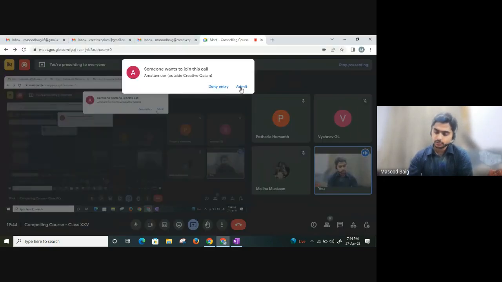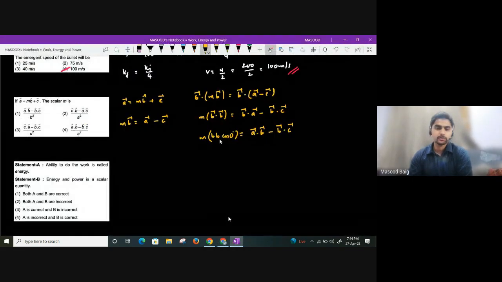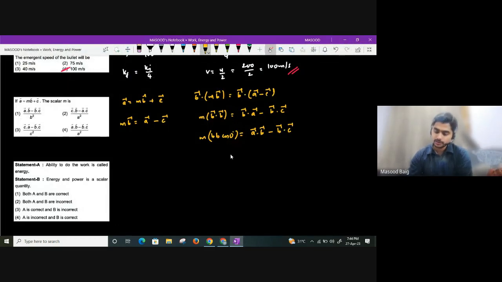So what are we going to get here? B into B will be B square. Right? So what will our m value be? It will be A bar dot B bar minus B bar dot C bar divided by B square. This will be the scalar value of m. Clear, everyone? So basically I wrote m into B bar from the given equation. We got m into B bar as A bar minus C bar. What did we do from this? On both sides, we have done dot product with B bar. So if you solve that, you will get A bar dot B bar minus B bar dot C bar divided by B square. Clear, all of you?